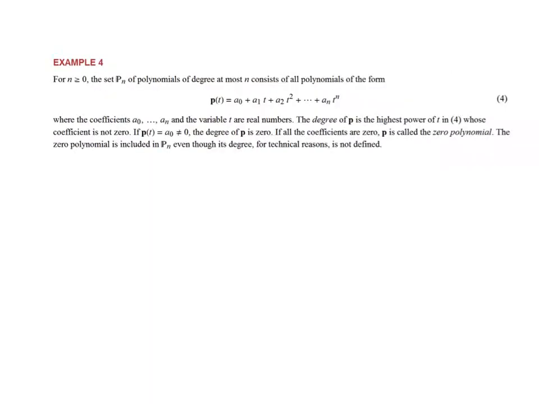All right. Example 4, this is where we get into slightly more abstract mode. The set Pn of polynomials of degree at most n. So the set of polynomials, P of t equals a0 plus a1t plus a2t squared all the way up to an t to the n, that is a vector space. Okay, the coefficients are real numbers. The degree of P, they say, is the highest power of t.